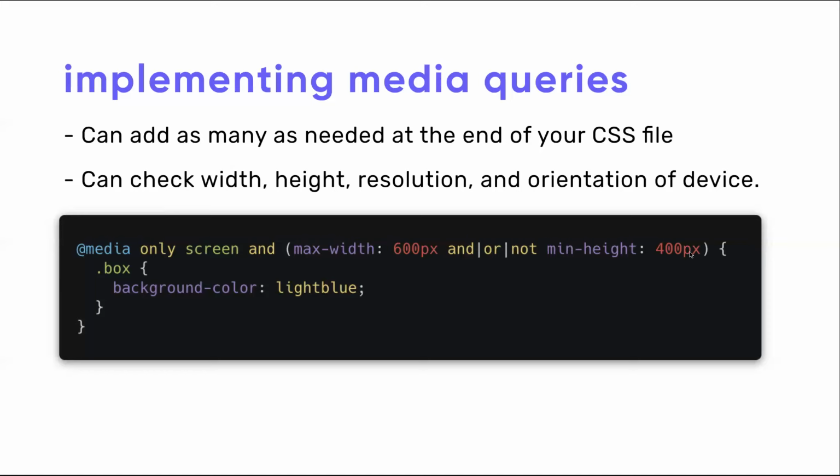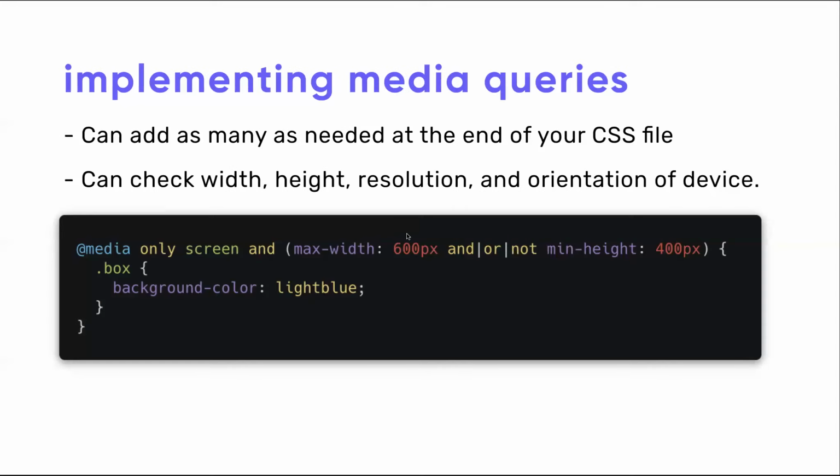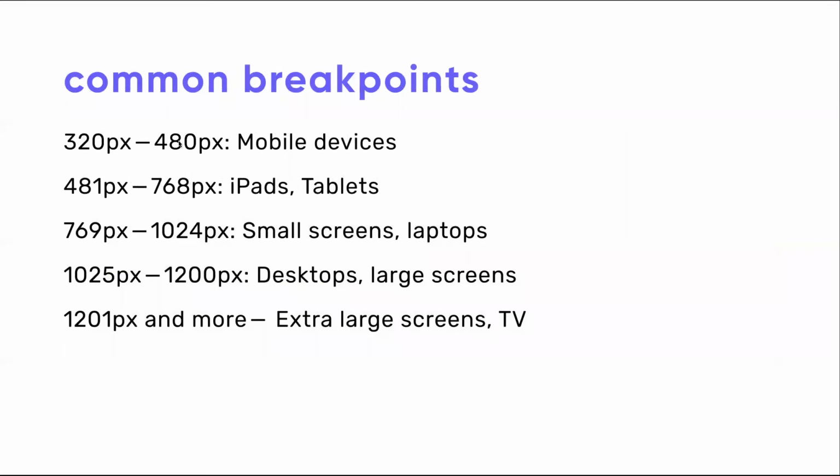And anything above 400 pixels in height will also have this light blue property. So here are some common breakpoints that you'll use. Breakpoints are just values that specify, hey, if I'm on a phone screen, I'll usually be between 320 and 480 pixels wide, right? And then if I'm on a tablet, I'll be between 481 to 768.